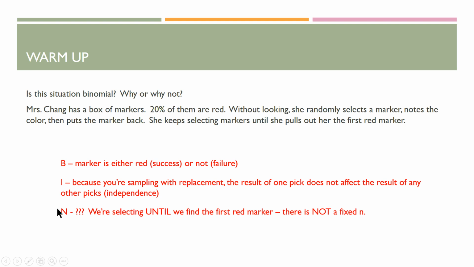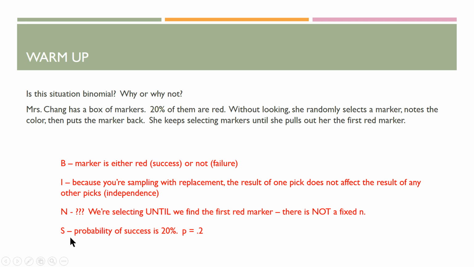Here's the problem: N. It says she keeps selecting markers until she pulls out her first red marker. So I could pull out the first red marker on the first pick, and then N would be 1, or it could take me 5 picks or 10 picks. So N might be 5, N might be 10 on a different trial. So I don't have a fixed N. I really don't even have to go any further. I can say that this is not binomial, but let me just check all of these conditions.